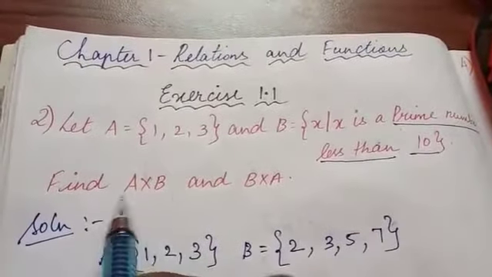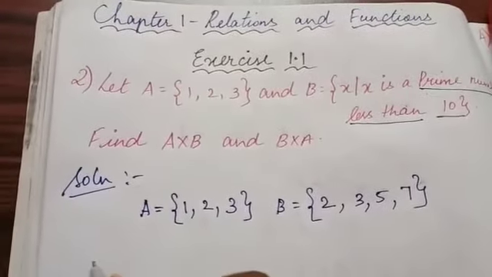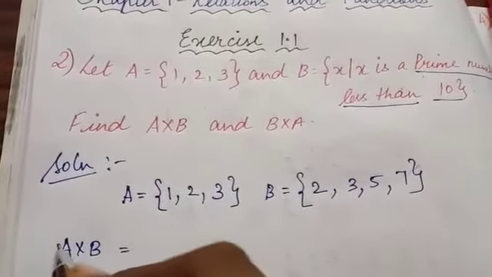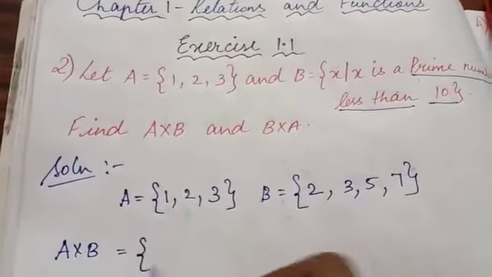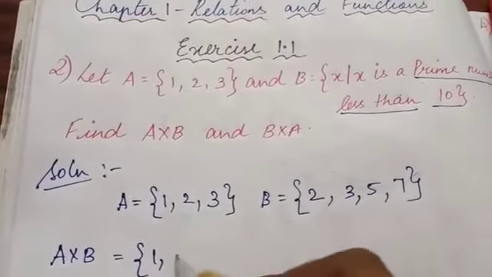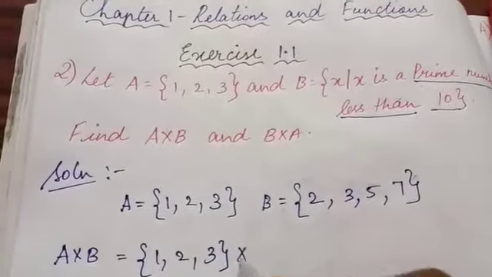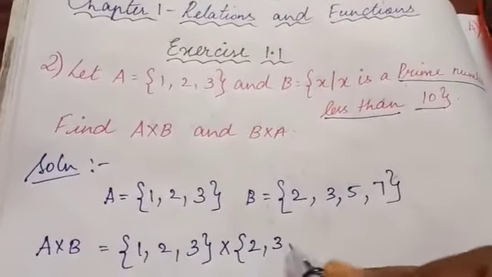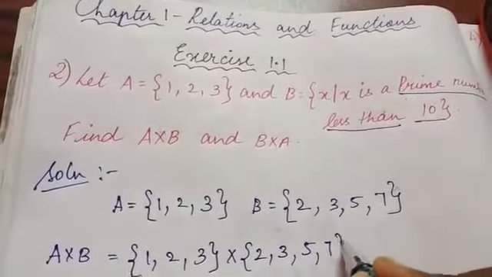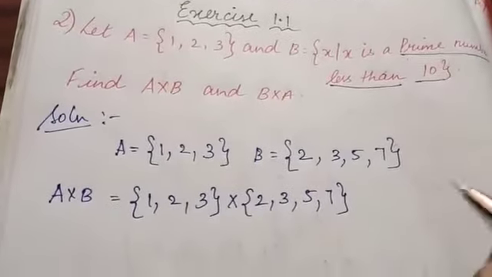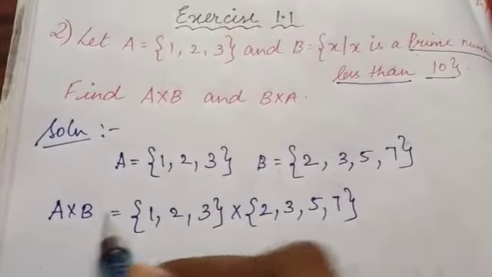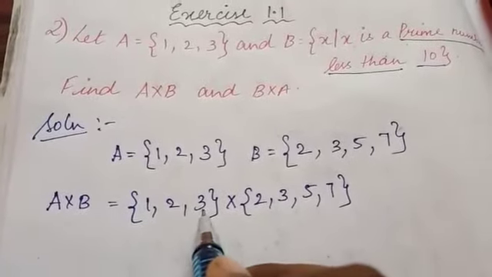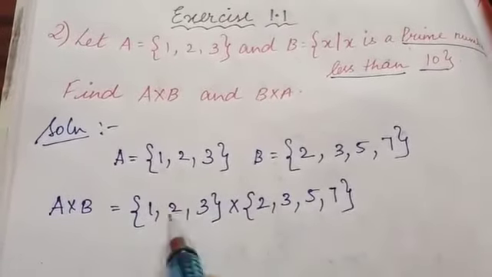Now we have to find A cross B. So A cross B is equal to, what is the first set here? We have A, right? So I'm going to write the elements of A first, that is 1, 2, 3. Cross, the second set is B, whose values are 2, 3, 5 and 7. Now we have to find the Cartesian product A cross B. For that we have to pair each and every element of set A with the elements of set B.